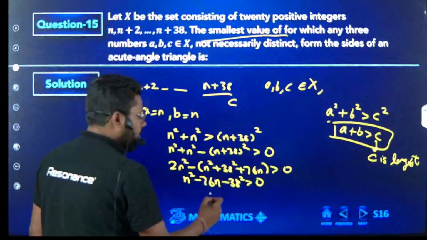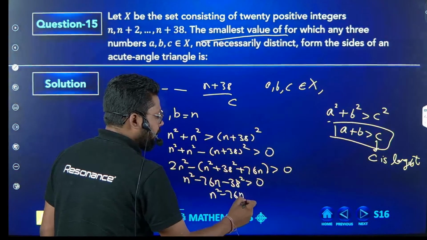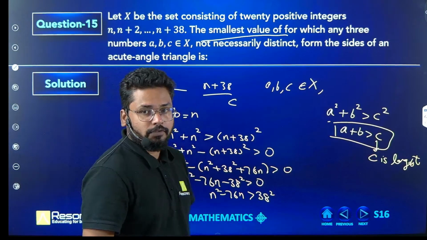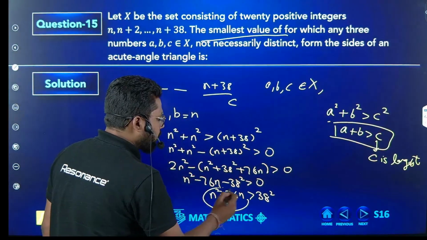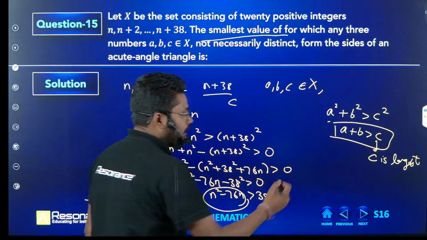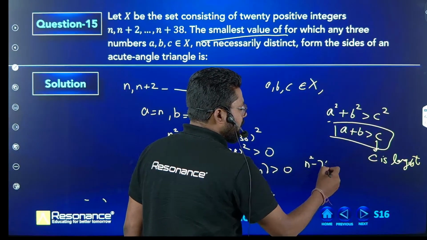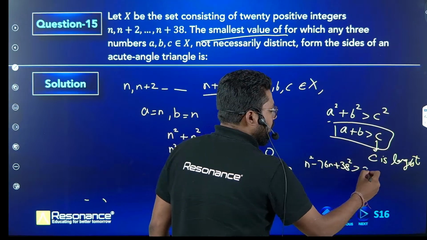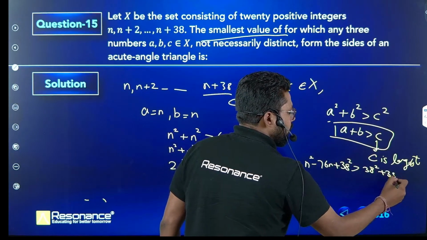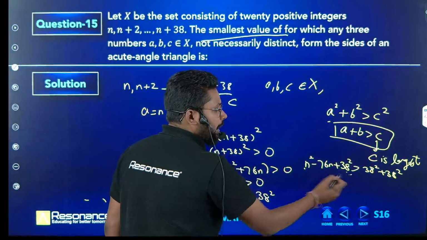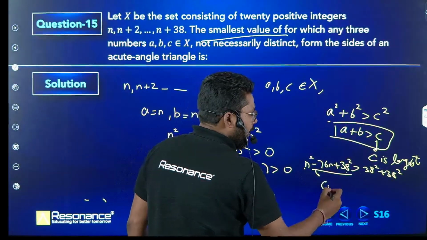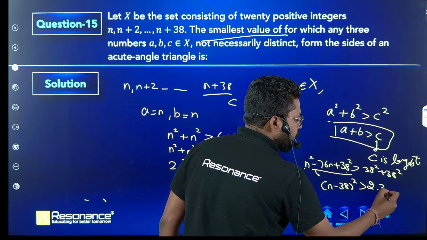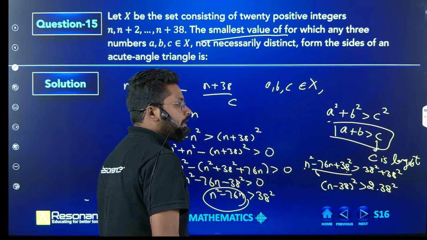Or n square minus 76n should be greater than 38 square. First we'll complete the square. We'll add 38 square to both sides. So it will be n square minus 76n plus 38 square greater than 38 square plus 38 square. It will be a square plus b square minus 2ab, so this will be n minus 38 whole square. It should be greater than 2 times 38 square.